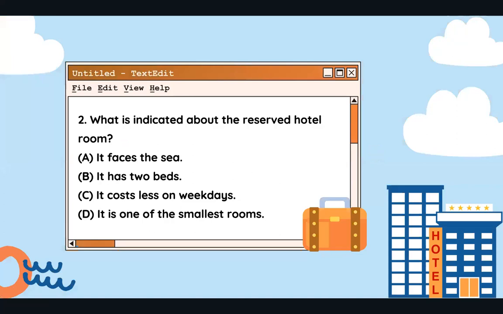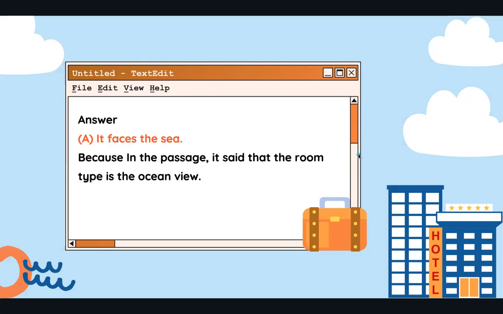What is indicated about the reserved hotel room? A, it is facing the sea, B, it is handicap accessible, C, it is closed on weekdays, D, it is one of the smallest rooms. If you have your answer, please type it in the chat box within 20 seconds. Okay, let's see the answer. The answer is A, it is facing the sea, because the passage said that the room type is ocean view. And next, question number 3.